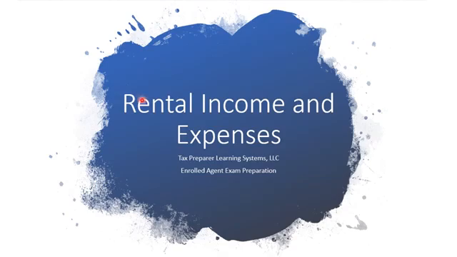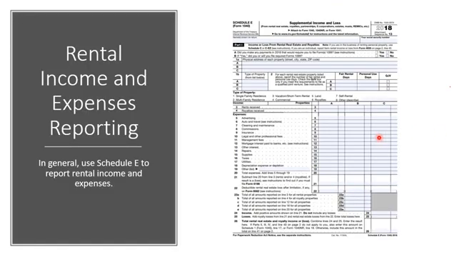Rental income and expenses. Rental income and expenses reporting. If you rent buildings, rooms, or apartments and provide basic services such as heat and light, trash collection, etc., you normally report your rental income and expenses on Schedule E, Supplemental Income and Loss.